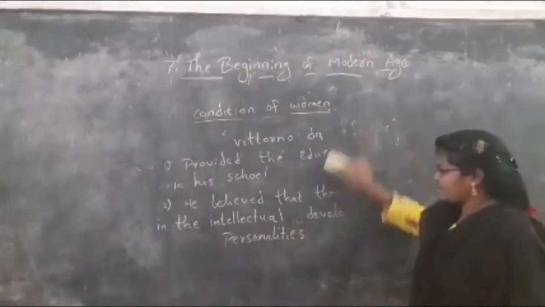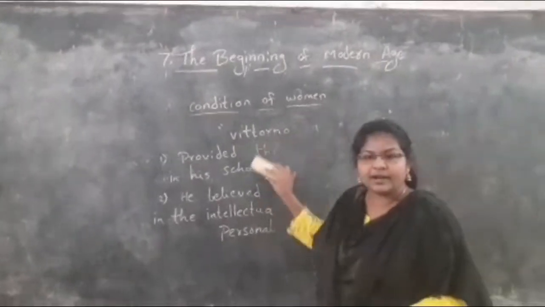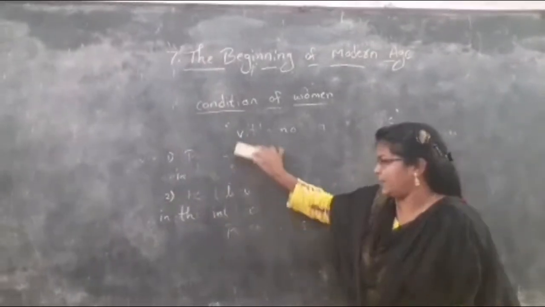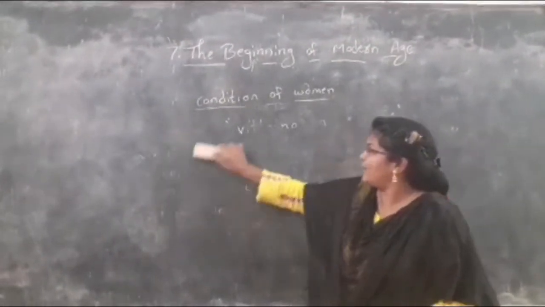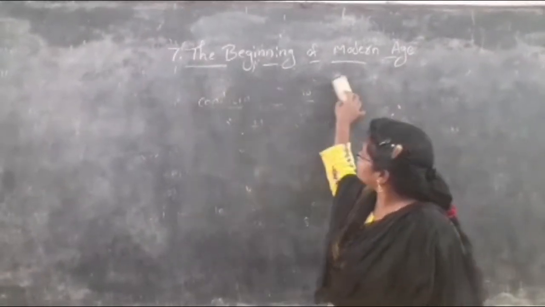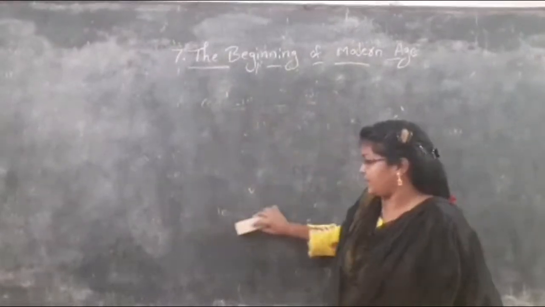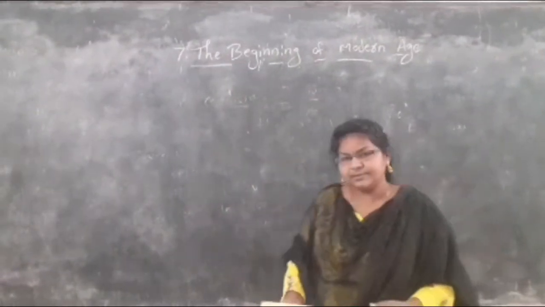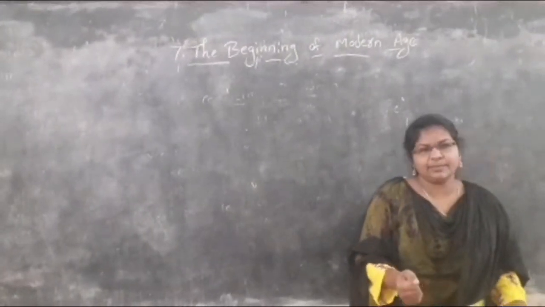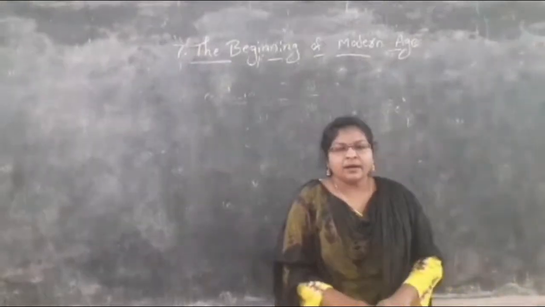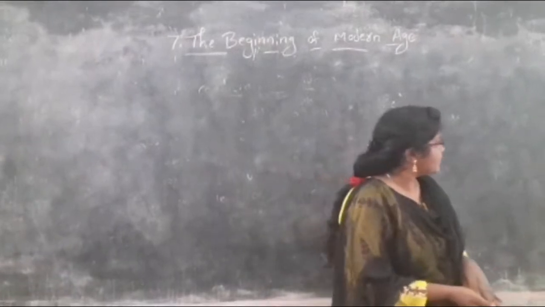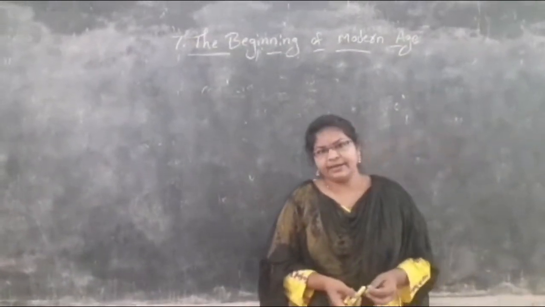Which year was the Mona Lisa picture drawn? 1503. Who introduced the printing machine? Johannes Gutenberg. Very good. Which place was he born? Germany, Mainz. This is the importance of the competitive examination. Okay? Clear, all of you?